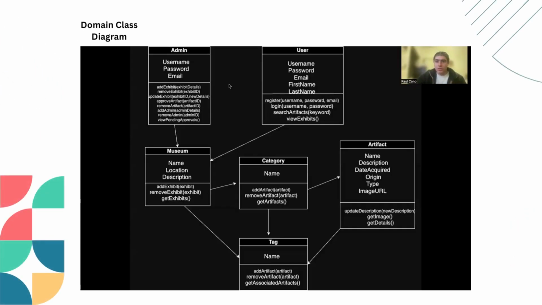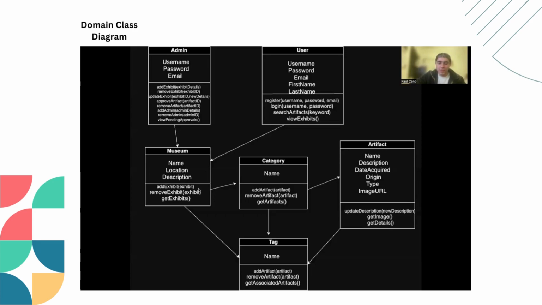Hello, my name is Raul Cano and I'm from Group 1 and I'm a team member, and this is our domain class diagram. The diagram has the admin class, a user class, the museum class, a category class, the artifact class, and the tag class. The museum class is our main system and has a name, location, description, and has add exhibit, which adds a new exhibit to the museum.